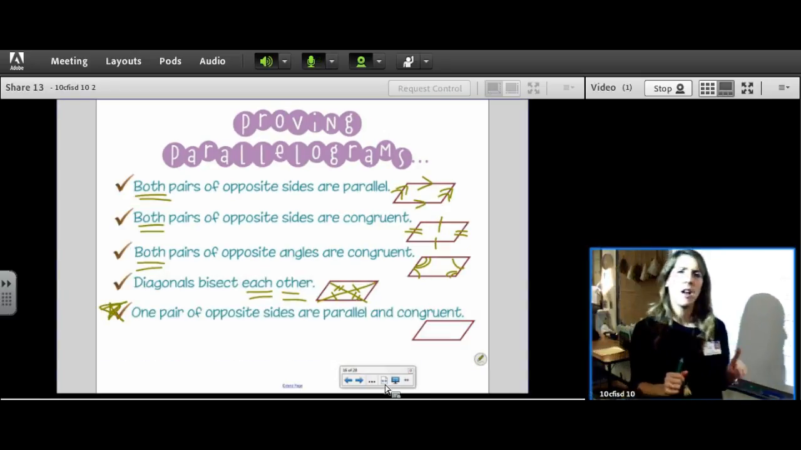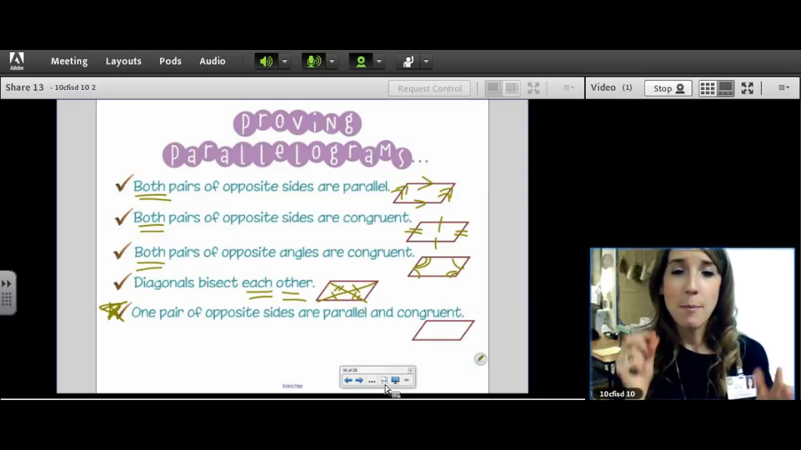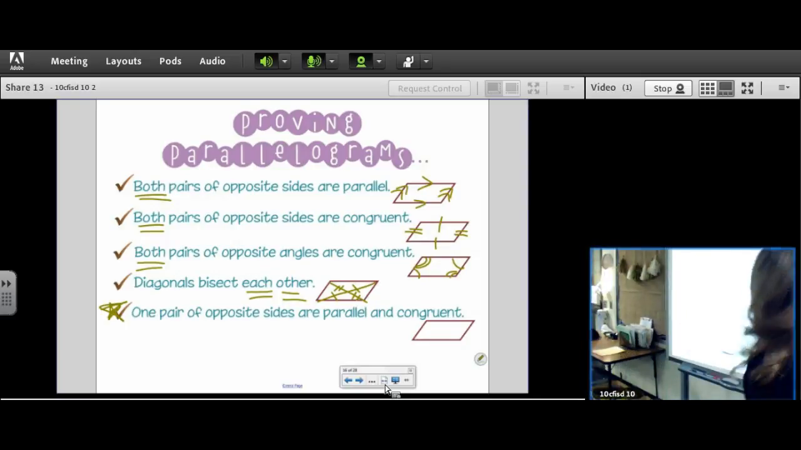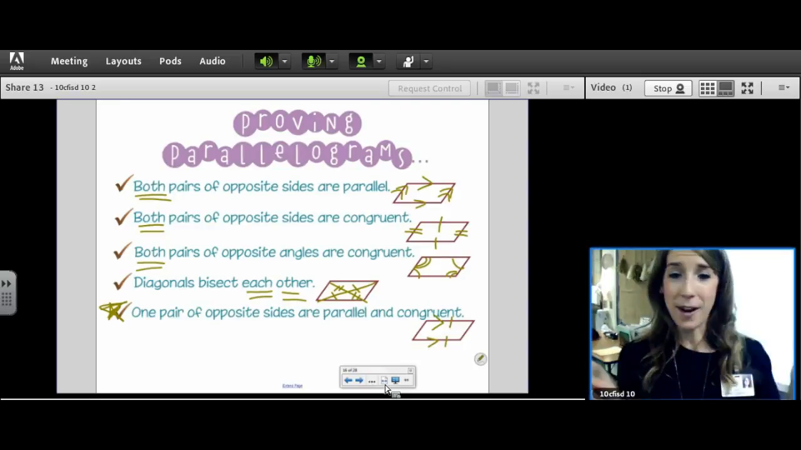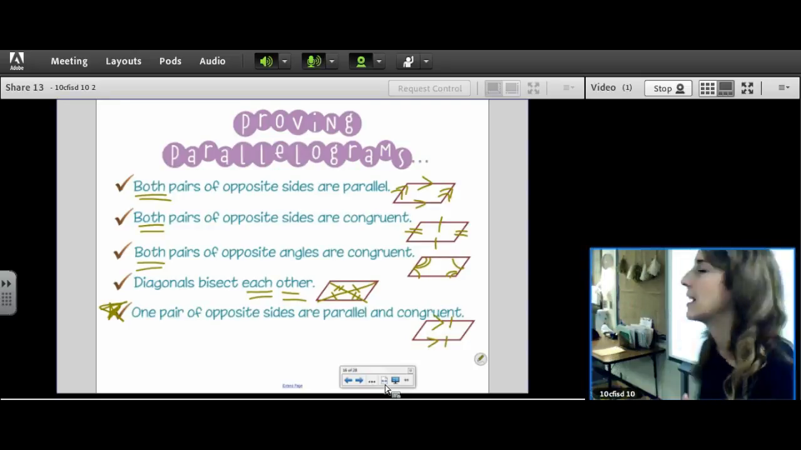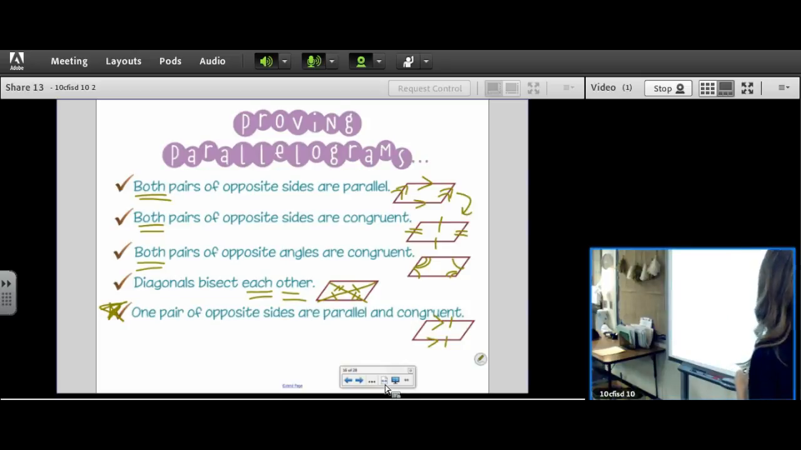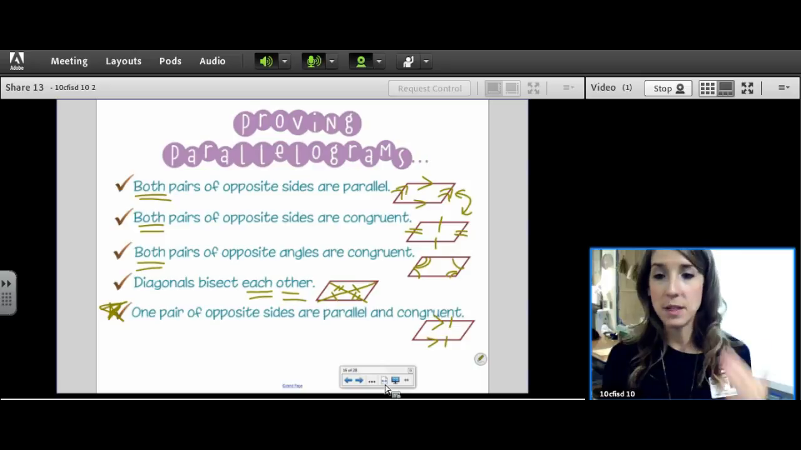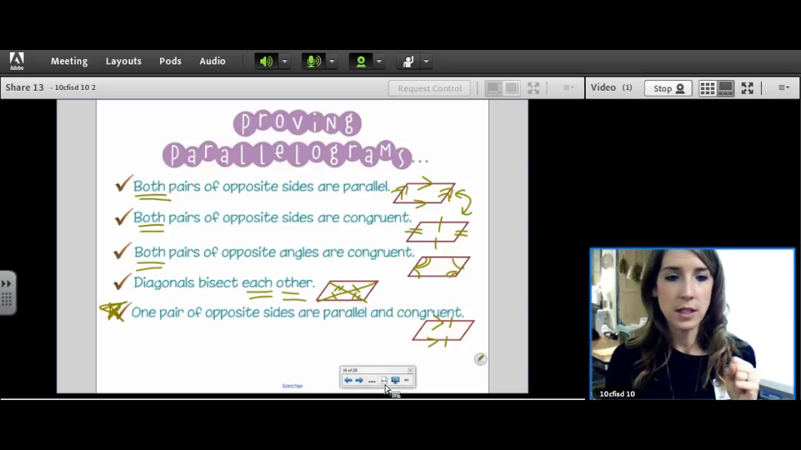One pair of opposite sides can be both parallel and congruent at the same time. So what I mean by that is this can be parallel and congruent at the same time. You can't separate them. One pair is parallel, one pair is congruent, so you can't just do a mashup of these two. It would have to be one pair that at the same time is both parallel and congruent. So that one's the one that's kind of different from our list of properties.